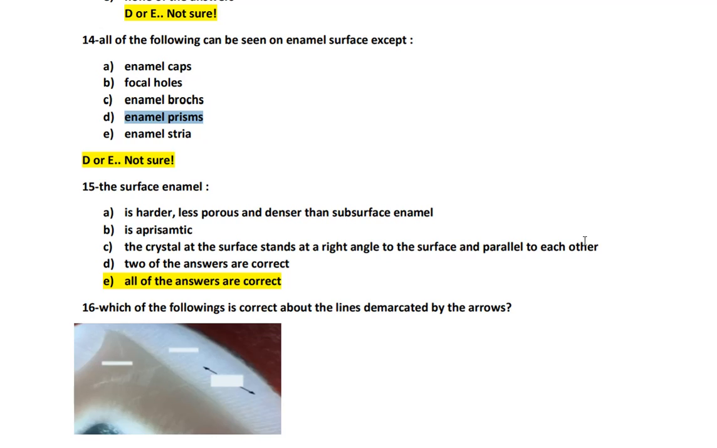So here I end up with prismless enamel, which will be more mineralized, and since it's more mineralized it will be harder, less porous and denser. So all of the answers are correct.